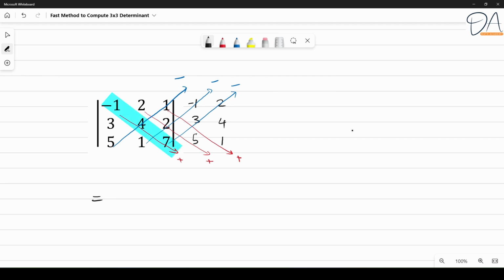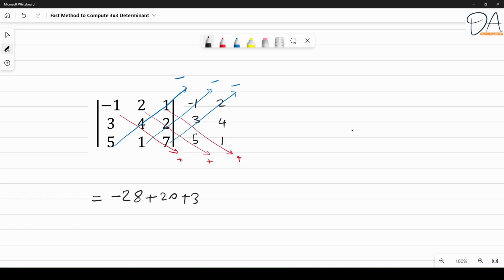So we'll start with the first positive diagonal. Minus 1 times 4 times 7 gives us minus 28, and because the diagonal sign is positive, meaning that the sign will not change, it will remain minus 28. Then the second diagonal, 2 times 5, this gives us 20, and again the sign does not change because this is a positive diagonal. Then the third positive diagonal, 1 times 3 times 1, this gives us positive 3.